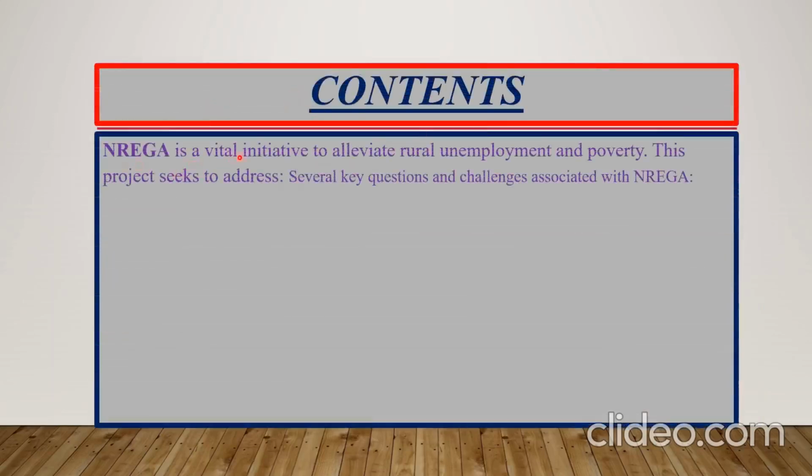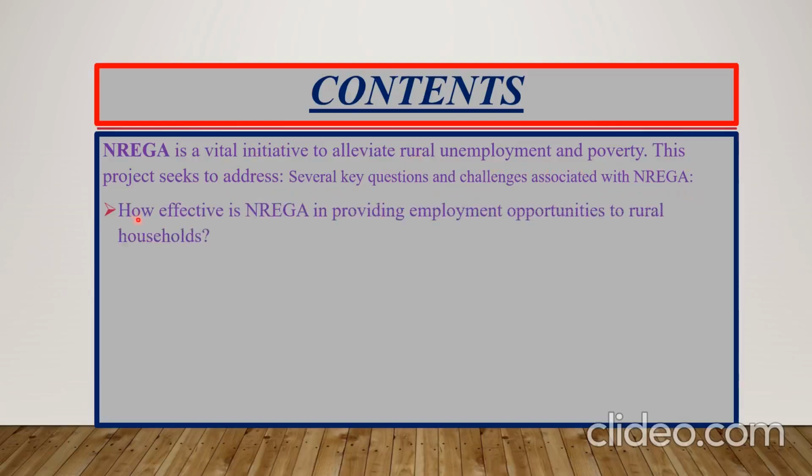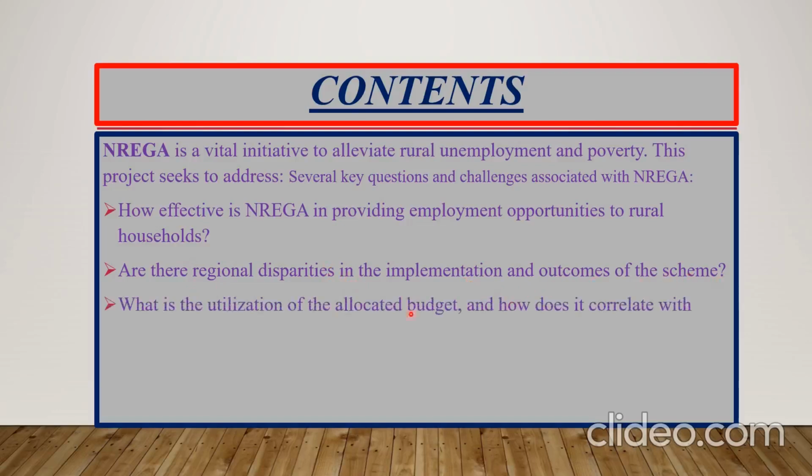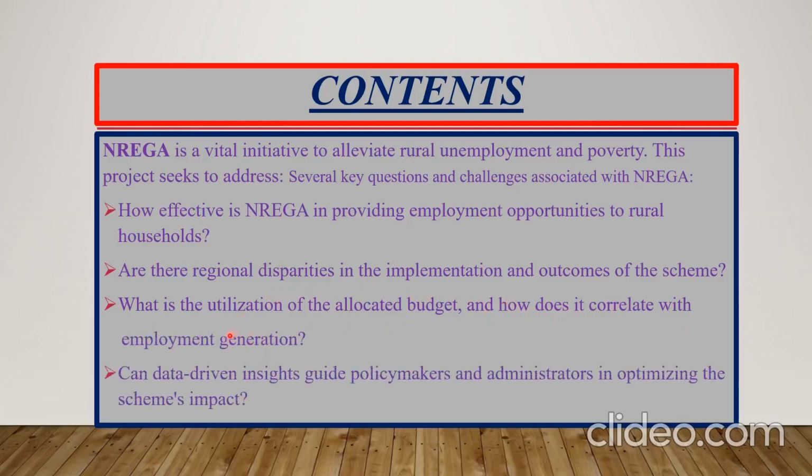Contents. NREGA is a vital initiative to alleviate rural unemployment and poverty. This project seeks to address several key questions and challenges associated with NREGA. The first question is how effective is NREGA in providing unemployment opportunities to rural households. Then, are there regional disparities in the implementation and outcomes of the scheme? Third is what is the utilization of the allocated budget and how does it correlate with the employment generation? The last is can data-driven insights guide policymakers and administrators in optimizing the scheme's impact?